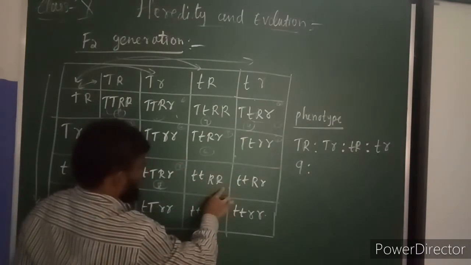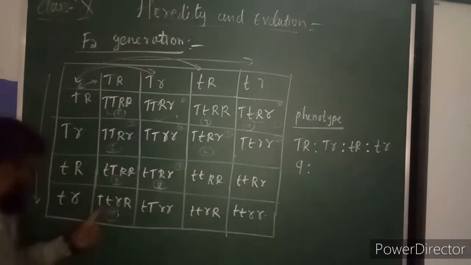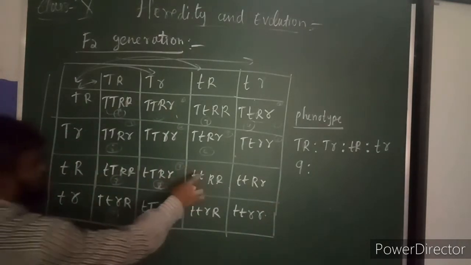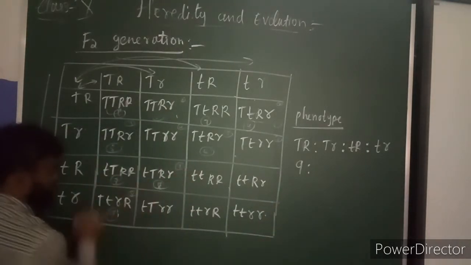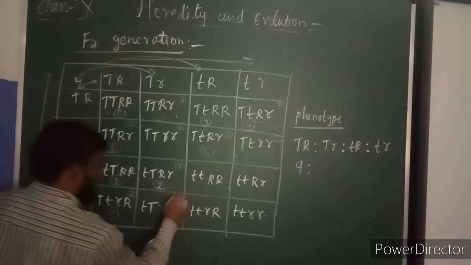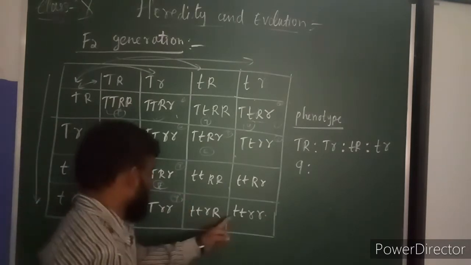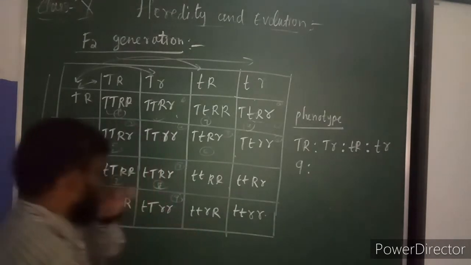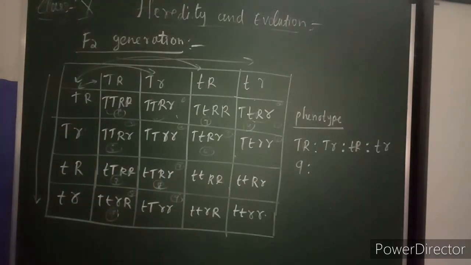Capital T and small r, no. Capital T and small r, how much over? 7 after 8. Capital T and small r, 9. Capital T and smaller, not there.